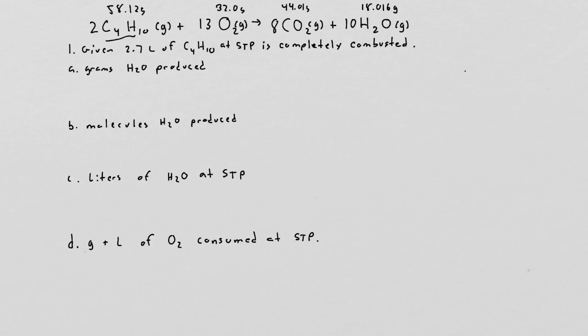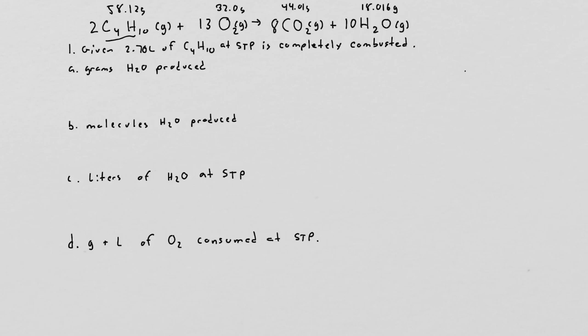Now above each of those formulas, I put the gram formula mass, so the mass of 1 mole, because we're going to use those to do our math, and that's not what we want to spend our time on, because that's relatively easy. So the question states that we have 2.70 liters, I'm going to put a little 0 in there to give us an extra significant digit, so we'll have 3 sig figs of C4H10 at STP, completely combusted.